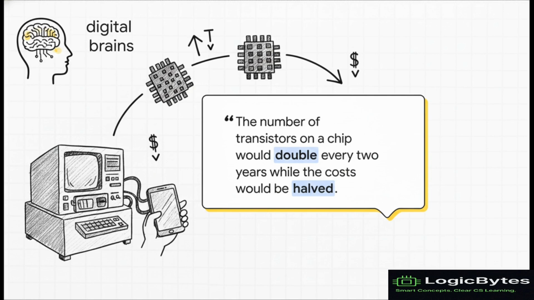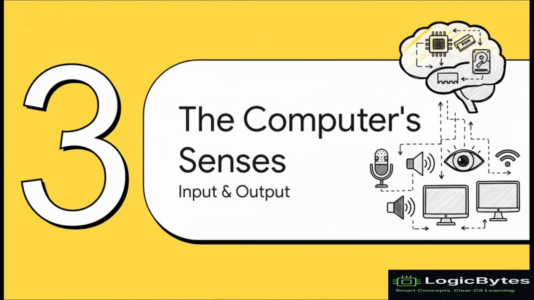His idea, which we now call Moore's Law, basically predicted this insane exponential growth that let us shrink a computer the size of a building into the smartphone that fits in your hand, all while making it millions of times more powerful. It's wild. Okay, quick recap. We've got a brain, the CPU. We've got its short-term memory, the RAM. And we have its long-term memory, the storage.